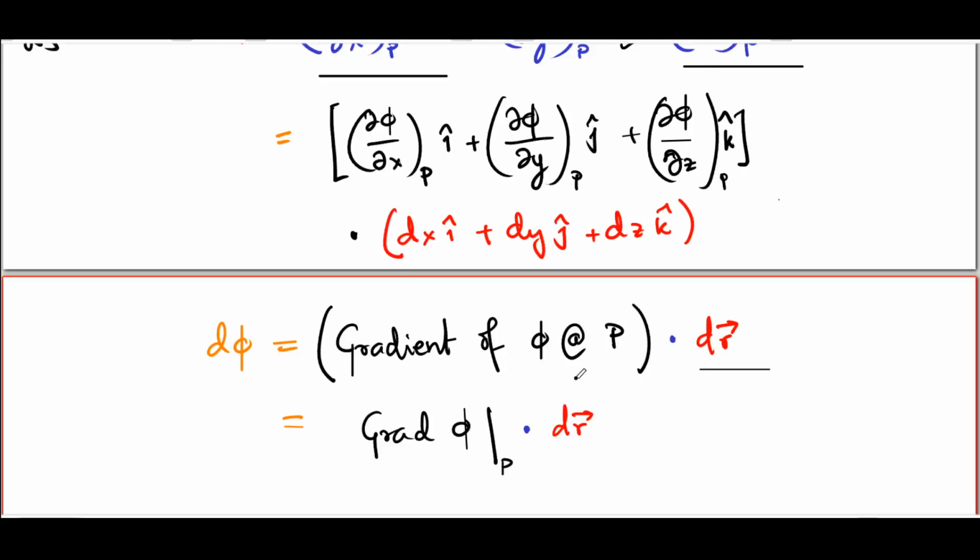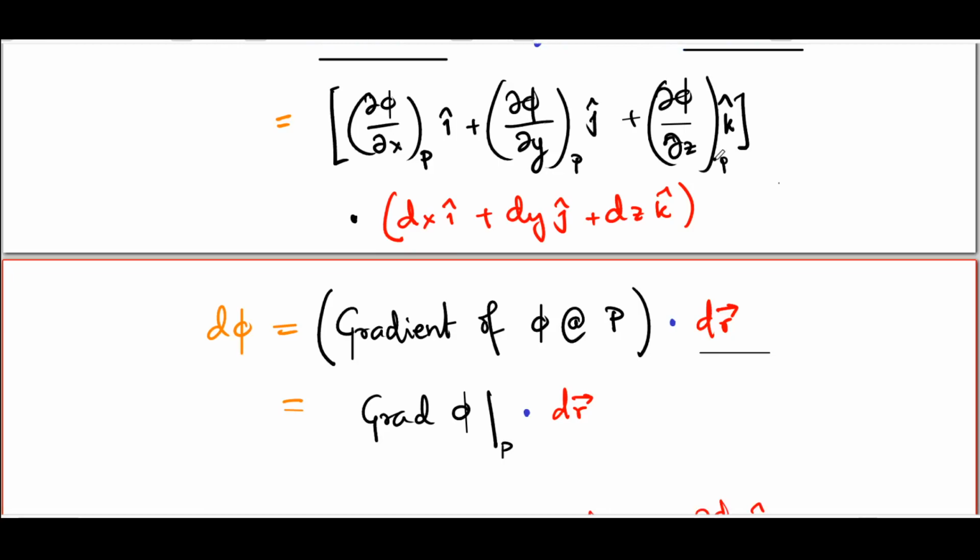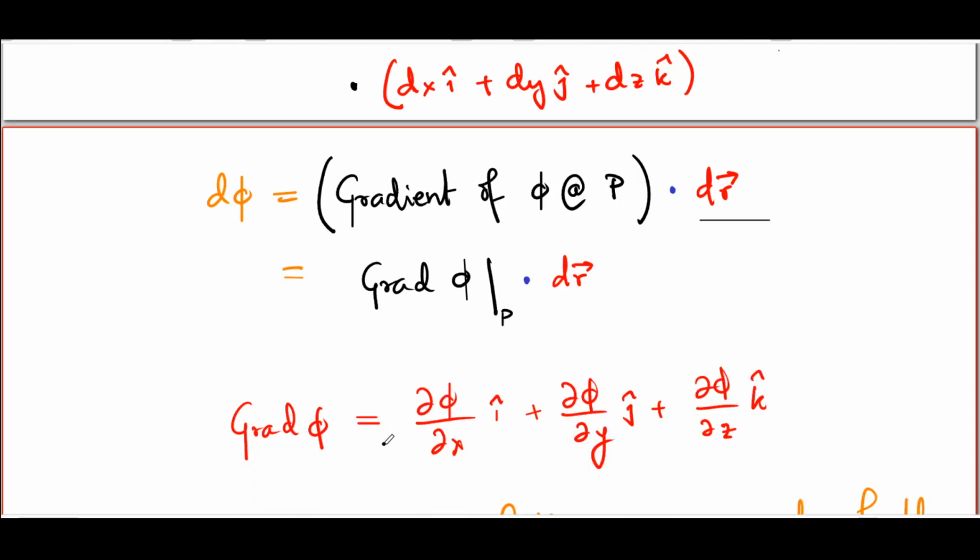As the name suggests, this is the value of the gradient of phi at the point P. So gradient of phi actually is a vector field whose value at a particular point is this particular vector. And it's easy to see what that vector field is. Grad phi, the vector field, is one whose components are given by del phi del x, del phi del y, and del phi del z, respectively. And these are, of course, functions of x, y, and z.